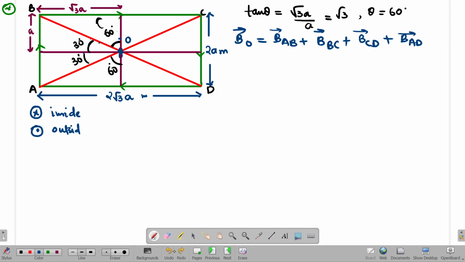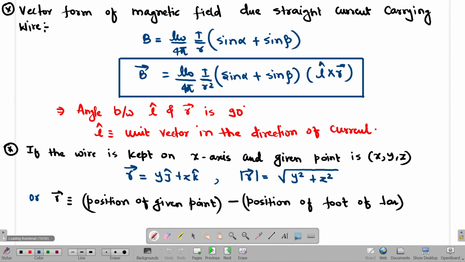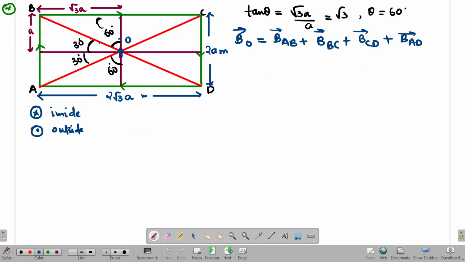Okay, I'll tell you one trick how to write it. When I was discussing magnetic field, I told you to write L cap cross R cap, isn't it? So now you see that here in the first part, for AB, L cap cross R cap. L cap is along which direction? J cap, isn't it? And R cap is along I cap. J cross I is minus K cap or not?